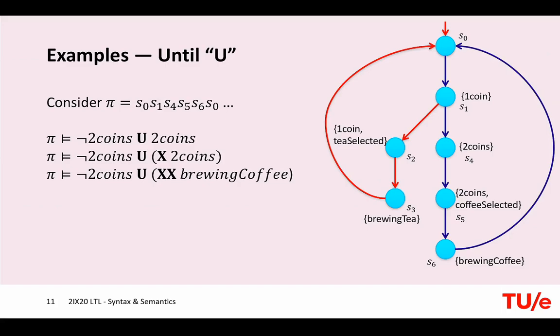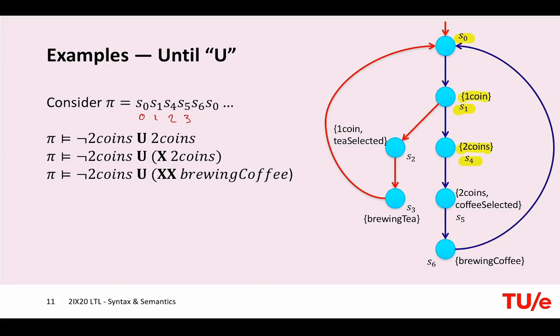If we take the same path as before, where we start from S0, S1, S4, etc. That path satisfies not 2 coins until 2 coins holds. Well, that is true because in S0 not 2 coins holds, in S1 not 2 coins holds, and then in S4 2 coins holds. So the index j that we have here is 2. Remember, 0, 1, 2, 3. So the index that we have is 2, so that is the j at which point 2 coins holds, and for all previous states not 2 coins holds.